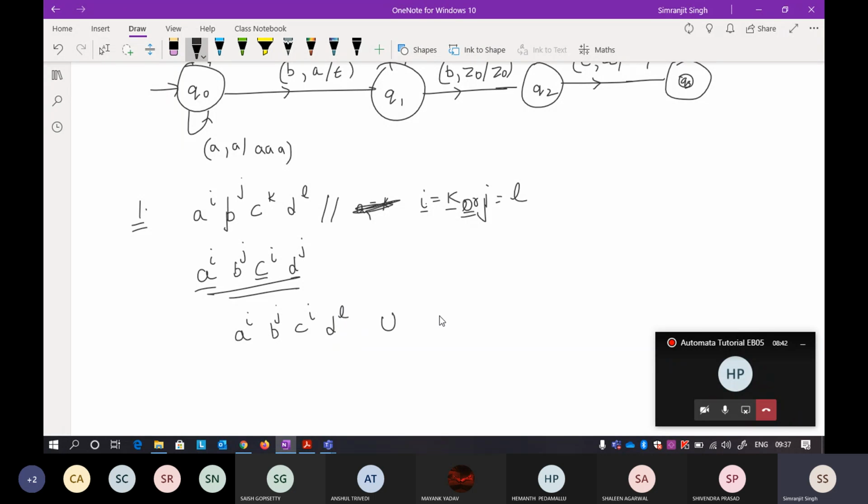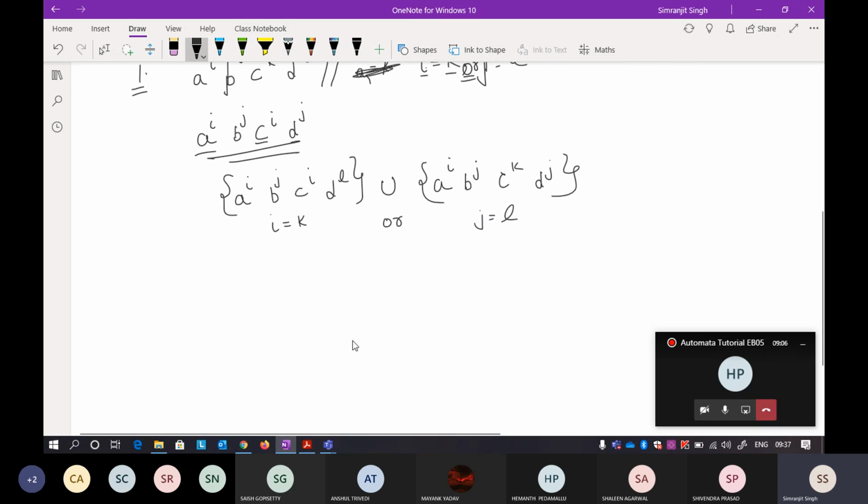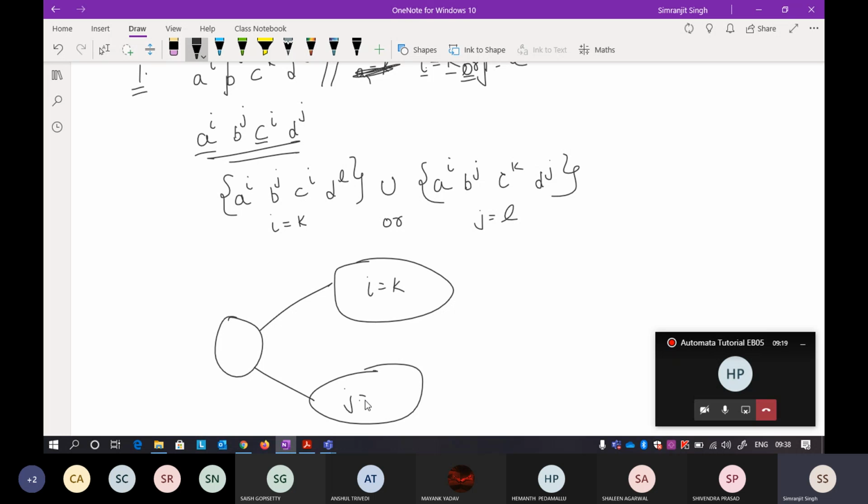Now I will take a union, and now I can consider b and d as equal, and a and c as different. So in this particular part, i is equal to k, and in the other part, j is equal to l. Okay, so you can build an automata, and that automata is again very simple; there is nothing to it. You can draw an automata that goes here, where you build i equal to k and here you build j equal to l.